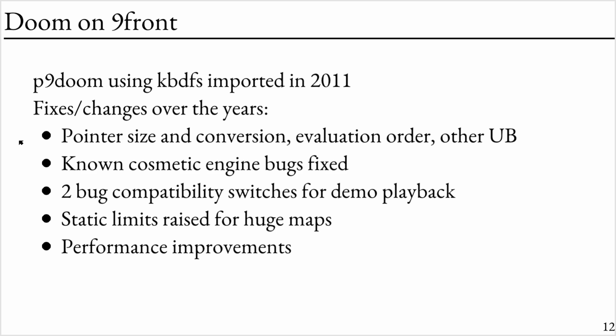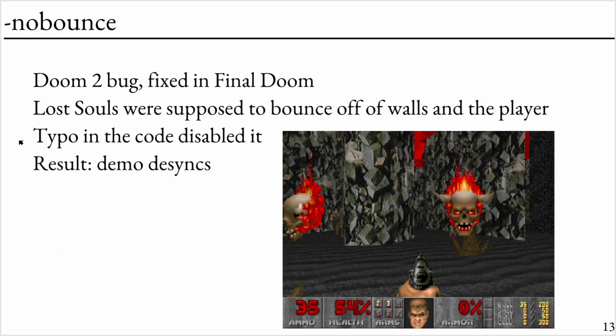We've also raised some of the static limits, for instance, the number of objects that are visible at any time. Maps being made today are much, much bigger. And we've made some performance improvements, which I'll mention later on.